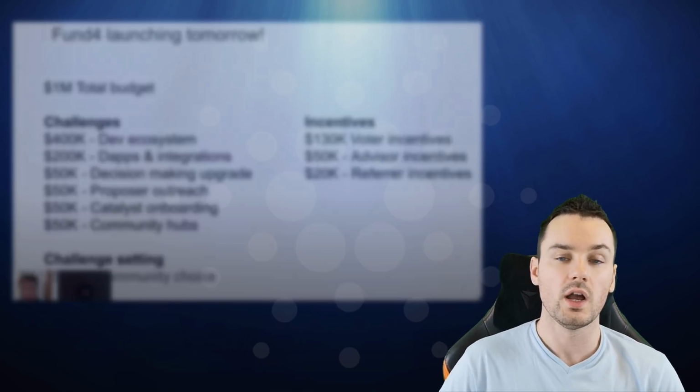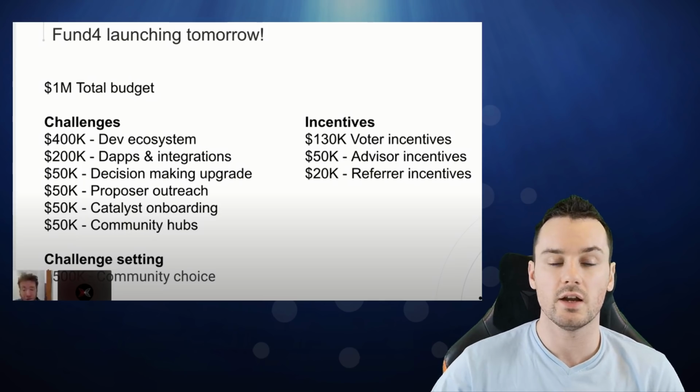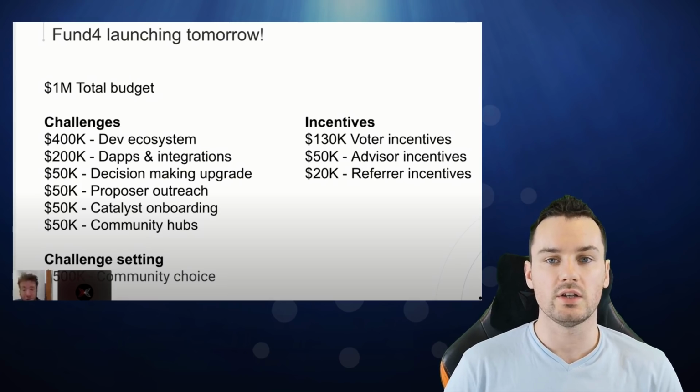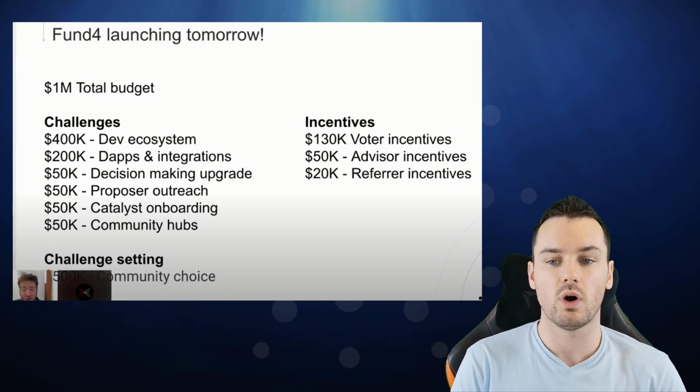So I will do another video tomorrow on this to show you how to do the actual registration process. There was another big announcement as well that Fund 4 is going to have $1 million as the total budget. You will see up on screen here the different challenges. So within each fund, there are different challenges that they want to get solutions for. They want to get proposals for these types of challenges, and that is what this one is about.